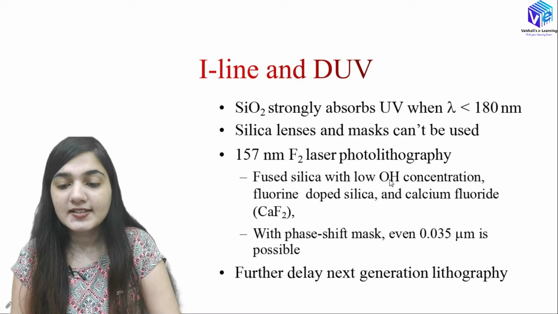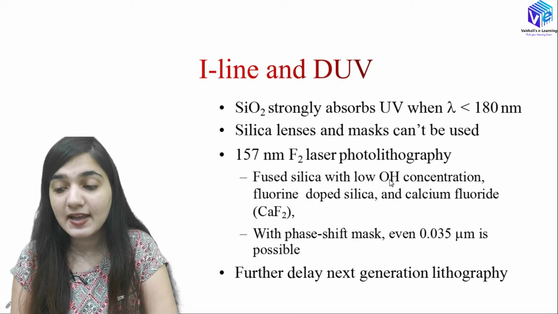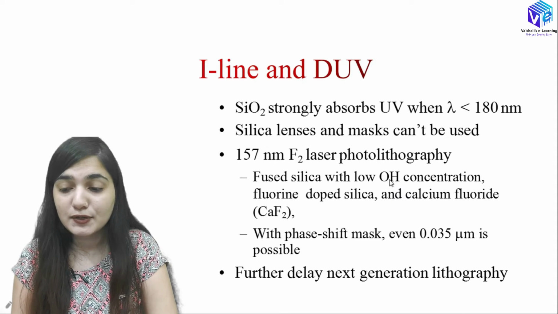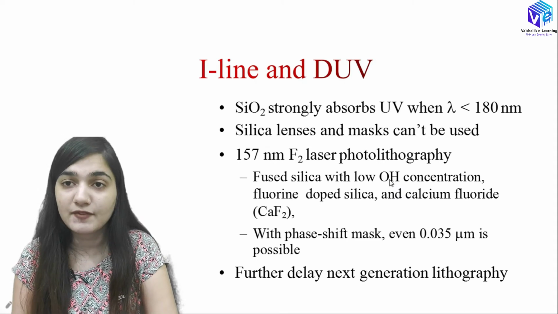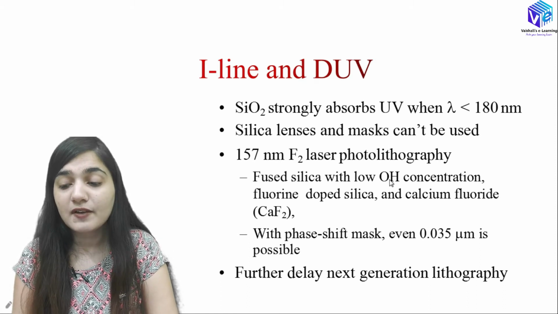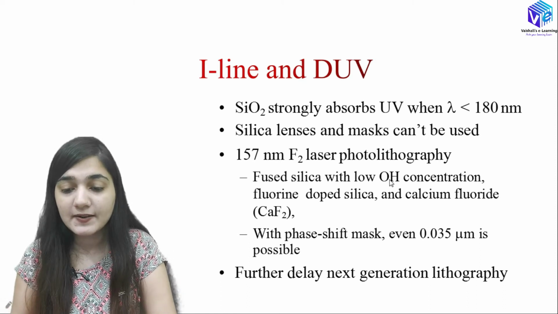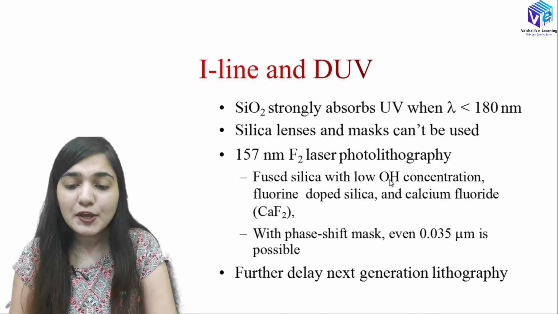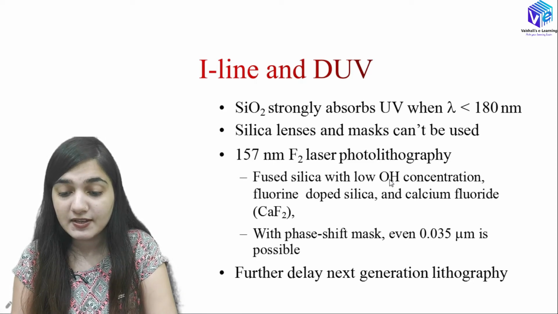Now SiO2 absorbs the UV light when lambda is lesser than 180 nanometer, and this is the reason we cannot use a very small wavelength. If I am using a very short wavelength, silicon dioxide absorbs this light, so silica lens and mask can't be used then. So 157 nanometer fluorine laser photolithography is done.